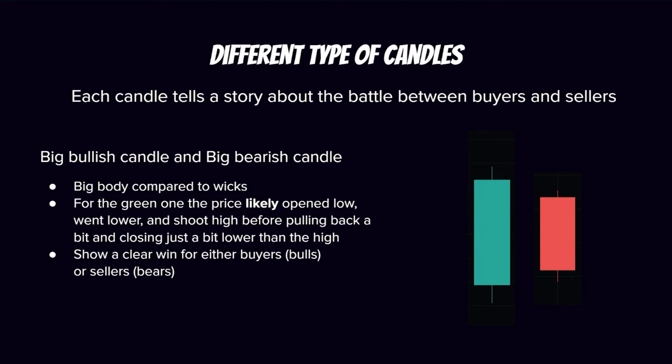The candles that I've shown before are usually defined as a big bullish candle and a big bearish candle. Don't mind here that the size is different, it doesn't really matter. What matters is that there is a big body compared to the wicks, and for the green candle, this means that likely, it doesn't mean it has to be like that, but likely the price opened here, went lower, shot up and pulled back a bit before closing.